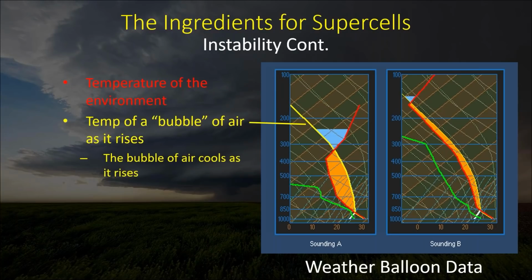The yellow line here is the temperature of a bubble of air if it was to rise and just cool at the rate that air cools within the normal atmosphere. Air will always cool as it rises. So that yellow line is telling us what the temperature of that theoretical air parcel would be compared to the measured temperature at that same level. And then again, the green line is the dew point temperature that was measured by the weather balloon.